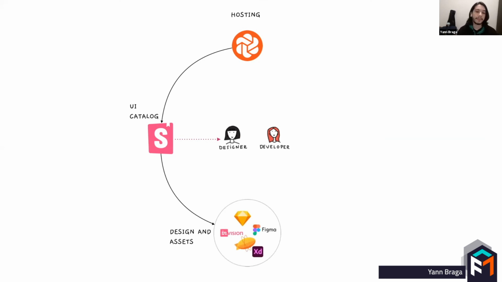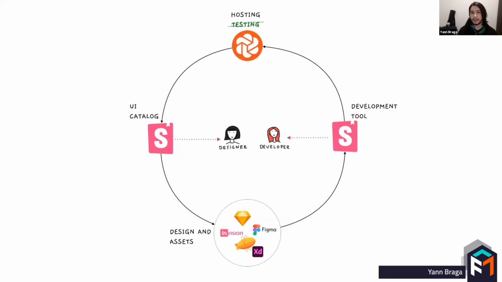The design tools will be integrated in the development into Storybook, which is used as a development tool by the developer. So the developer does his thing or her thing, and then creates the component or changes the component, then publishes that change, which now Chromatic is used as a testing tool, which notifies both the designer and developer about those changes. So then we basically start the UI review process.